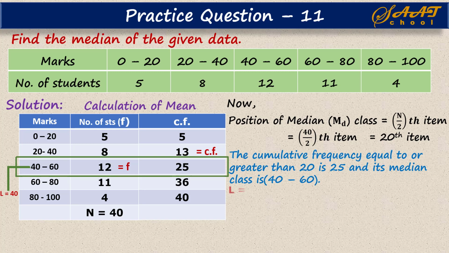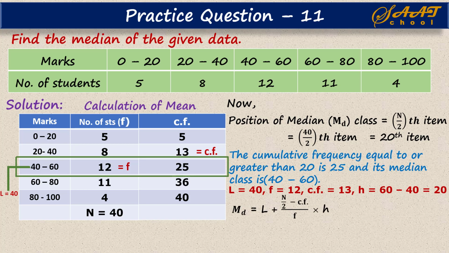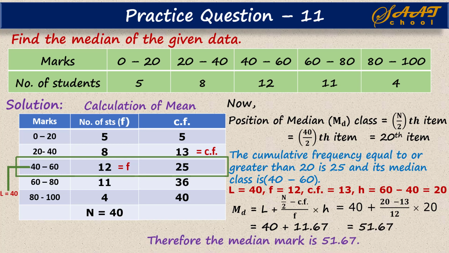Now we have the value of L, which is 40, F is 12, CF is 13, and H is the height of the class, which is simply the difference of 60 and 40. In this case, we have 20. And we have the relation for the median, which is L plus (n by 2 minus CF) divided by F, multiplied by H. Now, if you put in all those values, finally we get the median, which is 51.67. So that is the median mark of this given data.